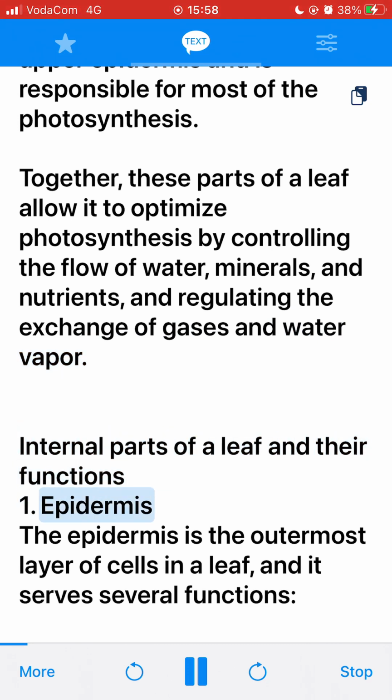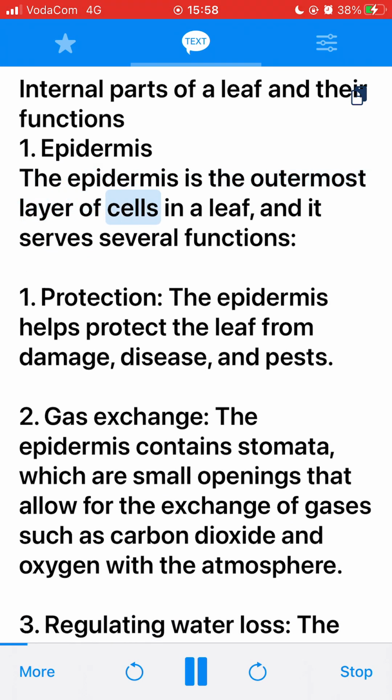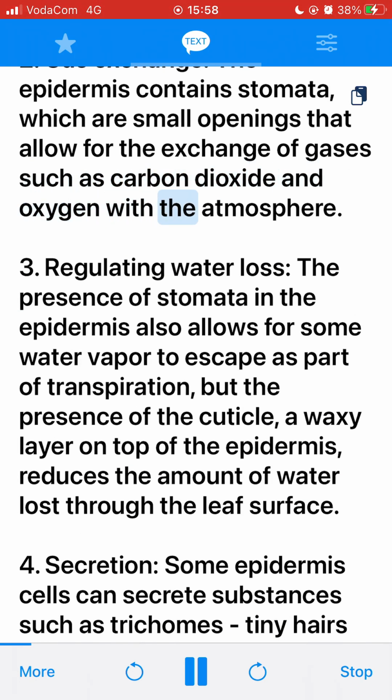1. Epidermis. The epidermis is the outermost layer of cells in a leaf, and it serves several functions. 1. Protection. The epidermis helps protect the leaf from damage, disease, and pests. 2. Gas exchange. The epidermis contains stomata, which are small openings that allow for the exchange of gases such as carbon dioxide and oxygen with the atmosphere. 3. Regulating water loss. The presence of stomata in the epidermis also allows for some water vapor to escape as part of transpiration, but the presence of the cuticle, a waxy layer on top of the epidermis, reduces the amount of water lost through the leaf surface.